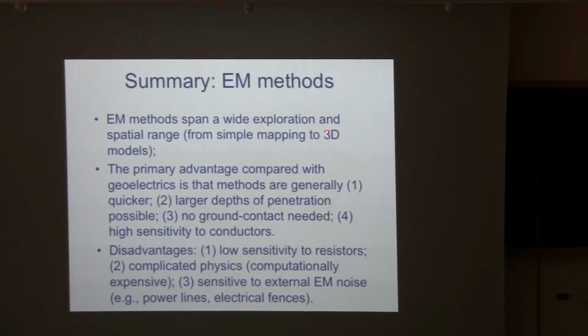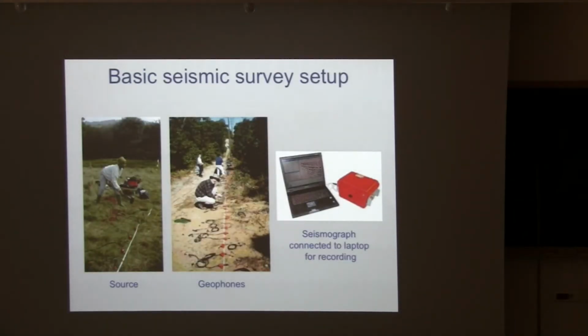They have a very wide application in terms of space and targets. The primary advantages with respect to resistivity: it's quicker, a larger depth of investigation is possible, no ground contact is needed, and you're highly sensitive to conductors. The negative sides: you're not very sensitive to resistors because you don't create any eddy currents. The physics is more complicated, so modeling is more complicated. You're very sensitive to EM noise, so it's very difficult to work in certain areas.